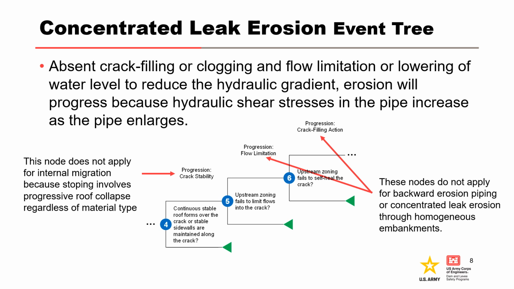For example, a stable roof for node 4 is not applicable for internal migration because stoping involves the progressive roof collapse regardless of material type. Therefore, this node should be eliminated or modified to must not clog by adjacent materials. Node 5, flow limitation, and Node 6, crack filling, are neither applicable for backward erosion piping or concentrated leak erosion through a homogeneous embankment.